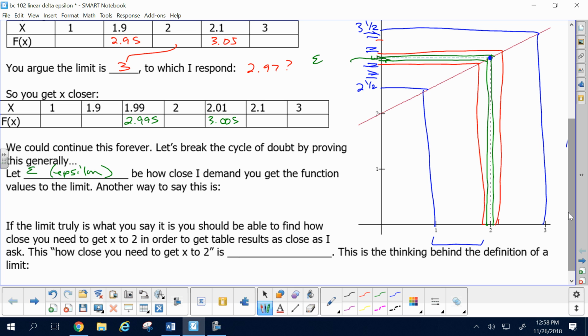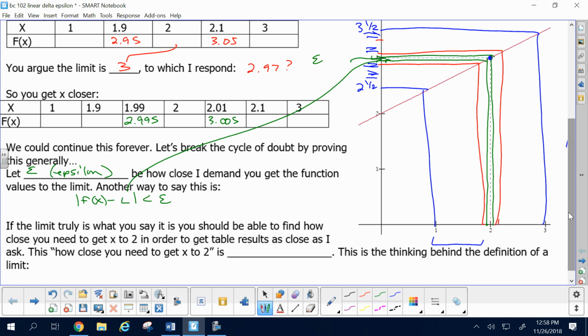Now, how close I demand, another way to say that is I can find a way to make this happen. The difference between the function and the limit, you can think of this as the gap here. This is that little gap, and it can be made arbitrarily close.